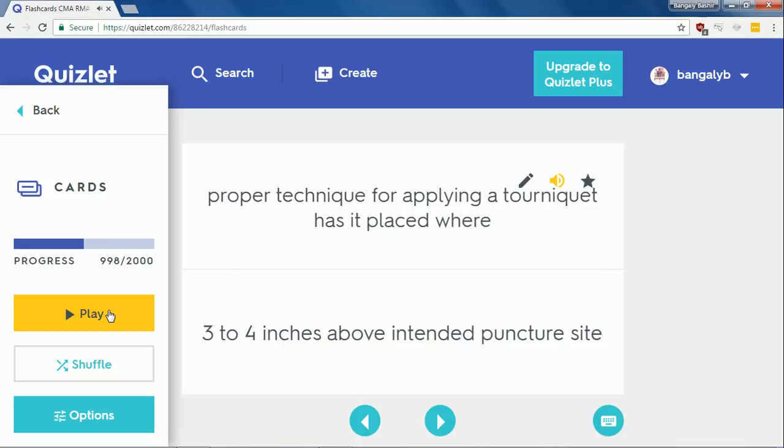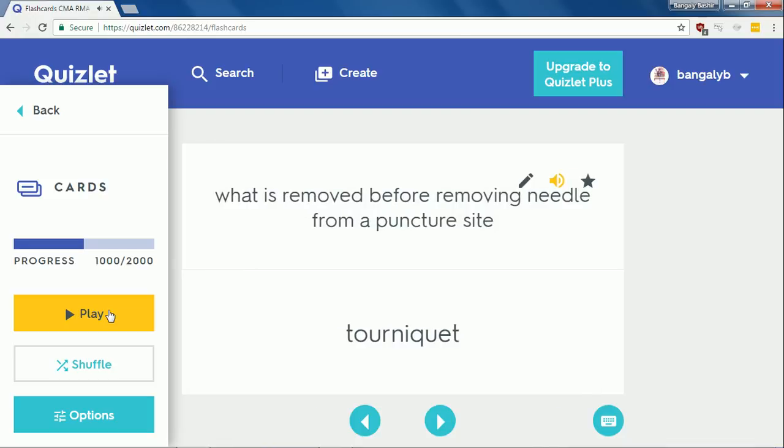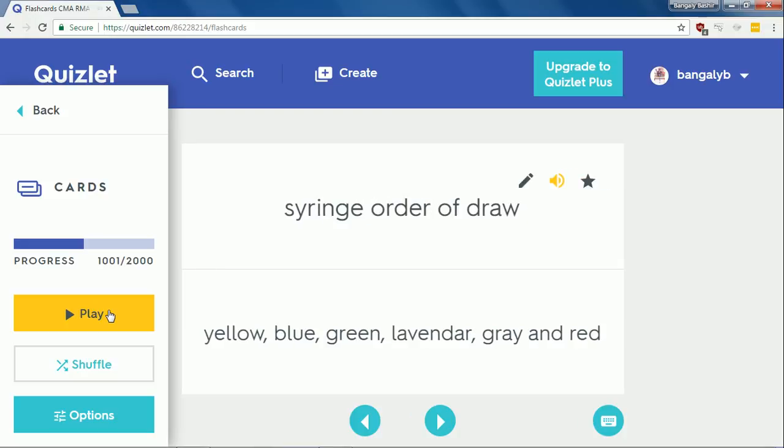Proper technique for applying a tourniquet has it placed where? 3 to 4 inches above the intended puncture site. For patient comfort, the tourniquet can be placed over clothing or gauze. What is removed before removing the needle from a puncture site? Tourniquet. Syringe order of draw: yellow, blue, green, lavender, gray, and red.